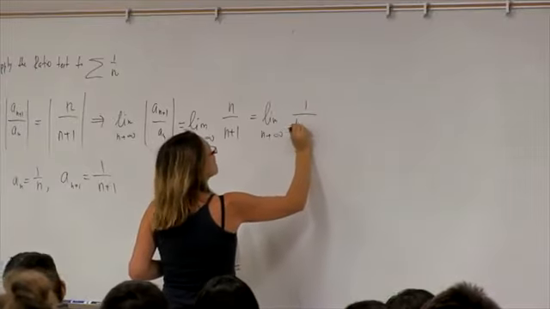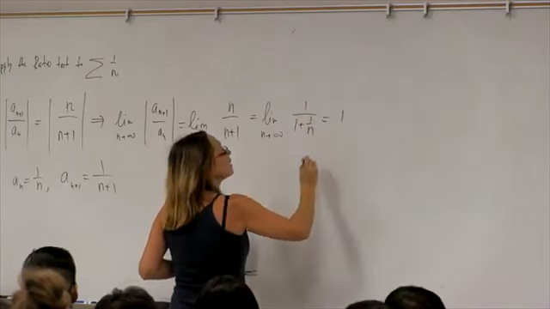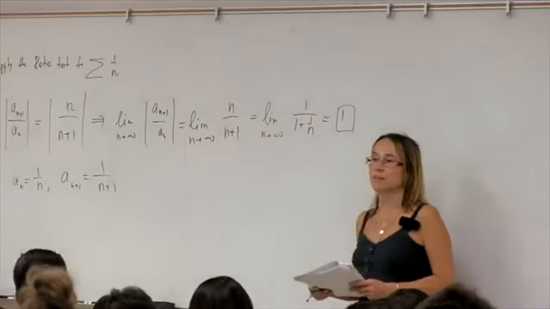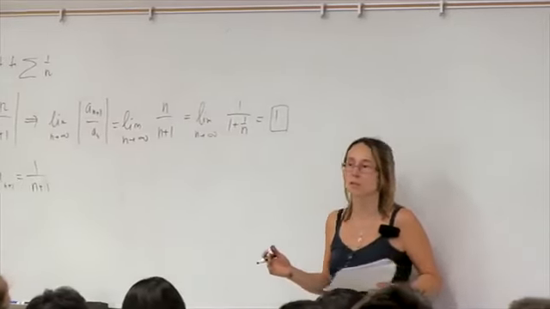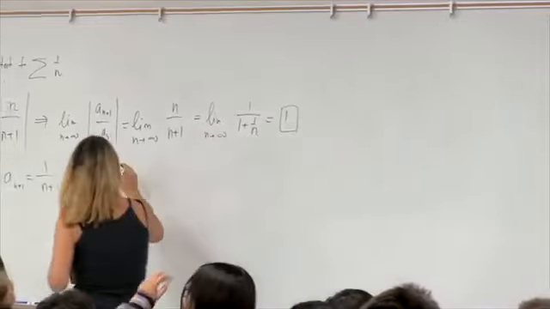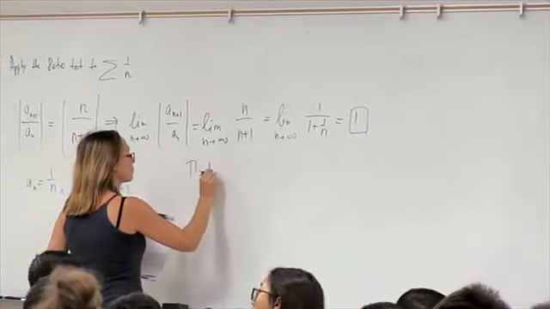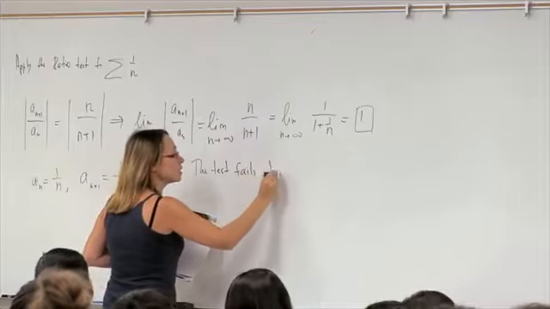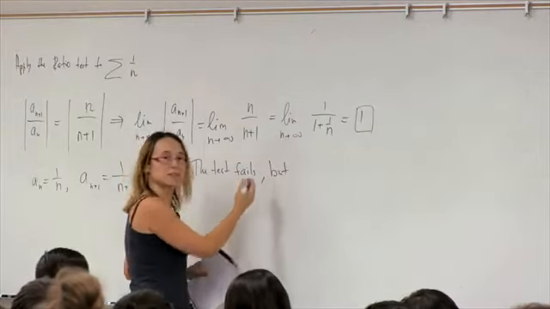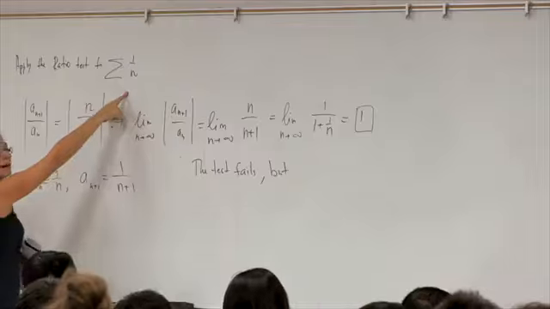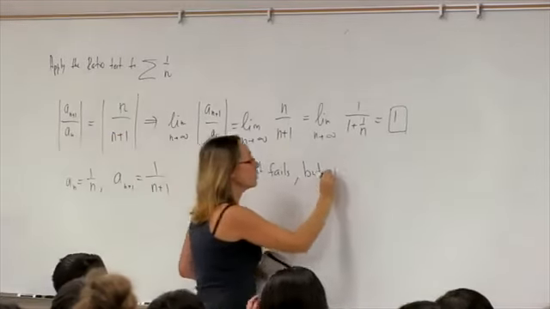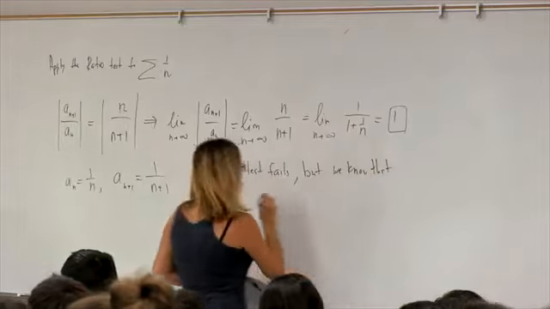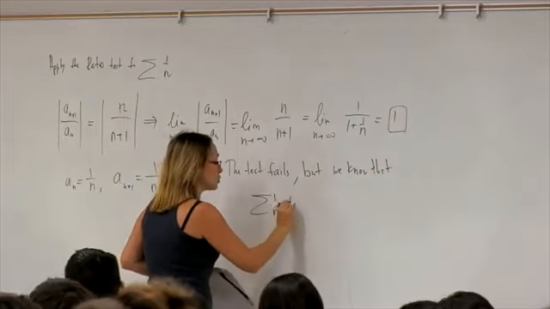And you can see that this is the same as this, and it's 1, unfortunately. So that's part 3 of my test. It fails. It does not tell me what happens. The test fails. But we know from before that this diverges, right? This is the harmonic series. But we know that this guy diverges.